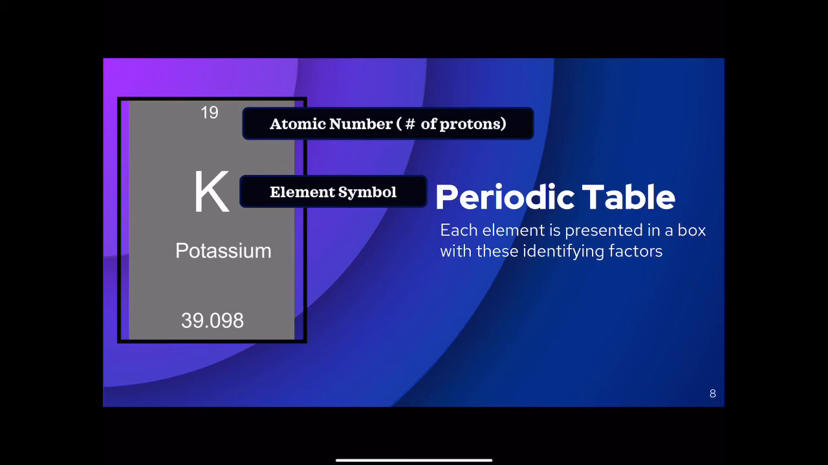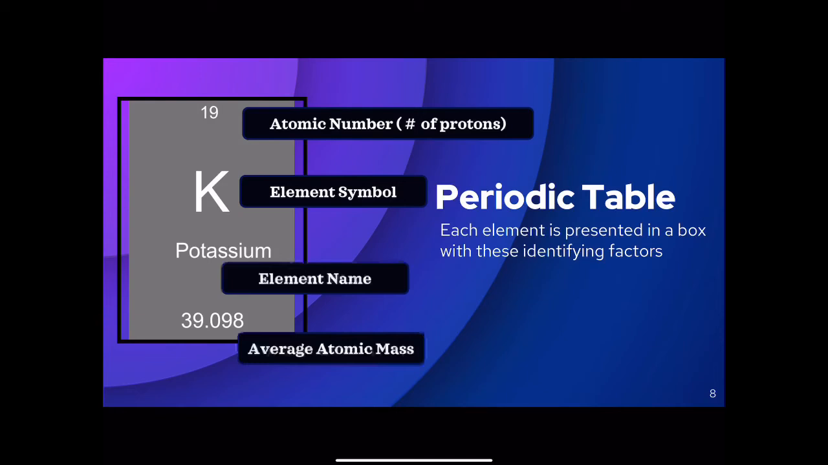So every element on the periodic table has one capital letter associated with it. And sometimes if there's more than one letter, there's also other lowercase letters that are part of its symbol. Potassium is the element name, and the number at the bottom here, 39.098, is the element's average atomic mass, not to be confused with the mass number. So this is not the mass number. When we talk about isotopes, we will highlight the difference between the mass number and the average atomic mass.